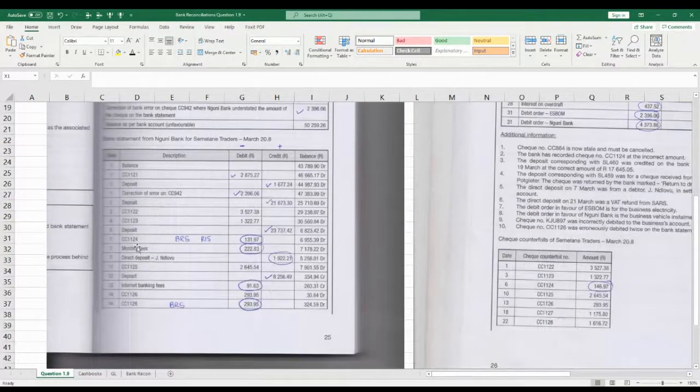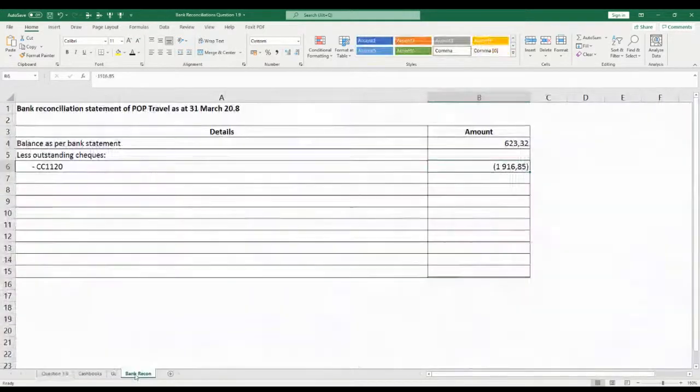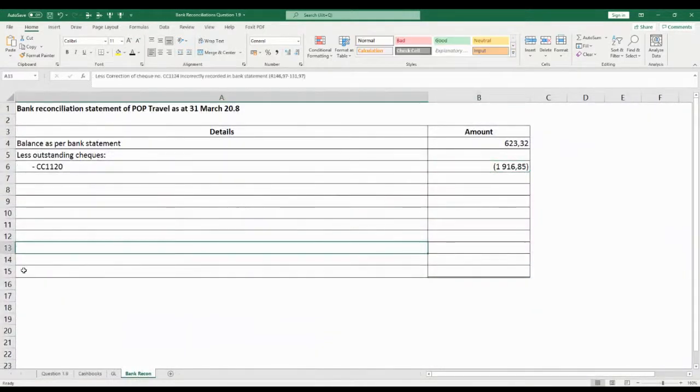Now, the other things you would have picked up is check 1124. Now, the additional information at point 2 says the bank has recorded check CC1124 at the incorrect amount. So they've recorded it at 131 Rand and 97 cents. But on our checklist, it was 146 Rand and 97 cents. So that means there's a difference. Now that difference is 15 Rand, and that would go to the bank reconciliation. Okay, so we include that error.